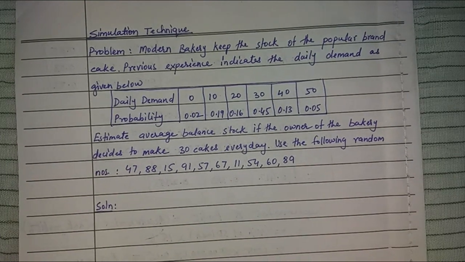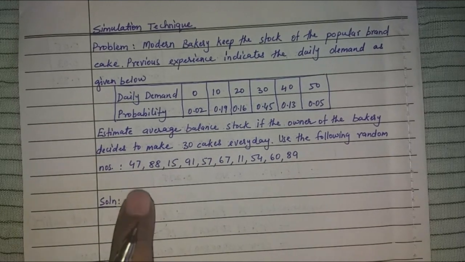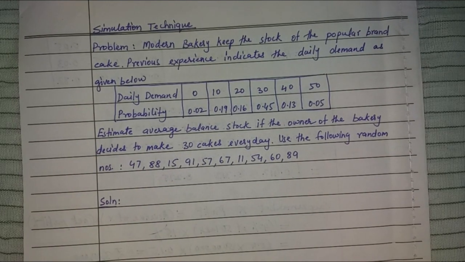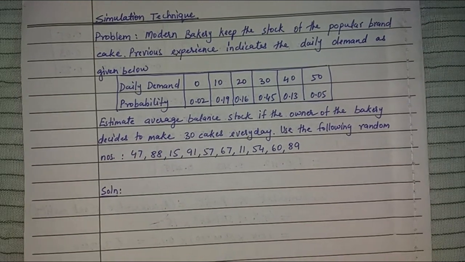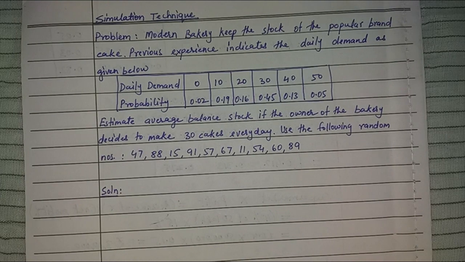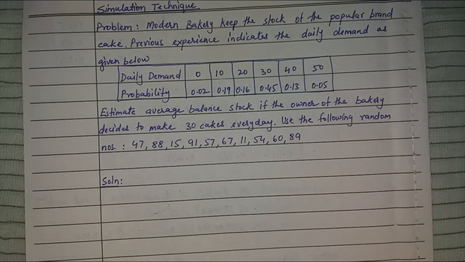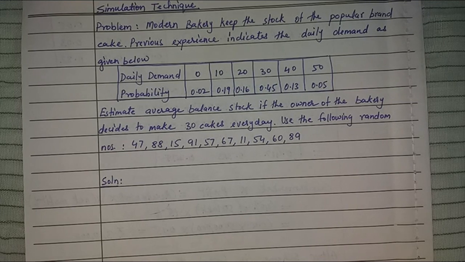We are supposed to estimate the average balance stock if the owner of the bakery decides to make 30 cakes every day. The random numbers which we are going to use are 47, 88, 15, 91, 57, 67, 11, 54, 60 and 89. To start with the solution, the first thing we are going to do is use the given probability to find the cumulative probability and use this to generate the random number interval.